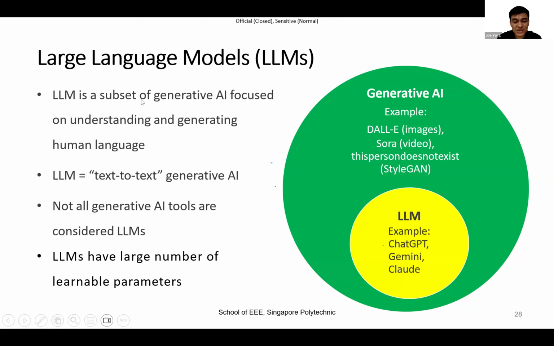They are a subset of Gen AI, but focus on understanding and generating human language. This is mainly for language, not images like what I showed you just now. Large language models emphasize text data, so they learn and understand like human beings. So LLM means text-to-text Gen AI. Not all Gen AI tools are considered LLMs. LLMs have a large number of learnable parameters.